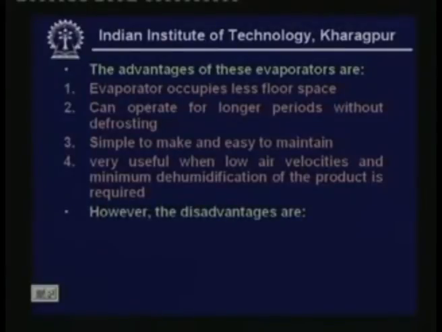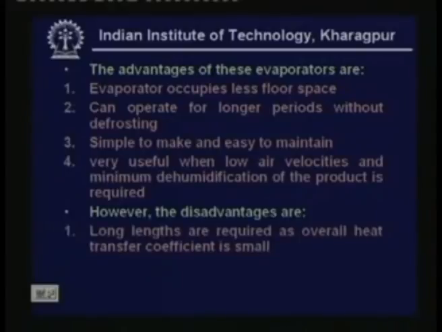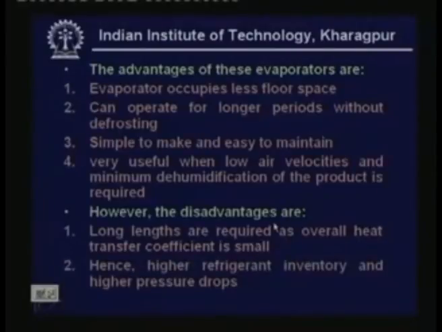However, there are certain disadvantages. The disadvantage obviously is that you require very long lengths, because the overall heat transfer coefficient is typically small. This is small because you are relying on natural convection. Hence, higher refrigerant inventory and higher pressure drops. Once the required tube length becomes large, you have to put a large amount of refrigerant inside the system. Once you put a large amount of refrigerant inside the system, there are other problems. The cost will be more, and if the refrigerant is toxic and flammable, it will have safety problems.